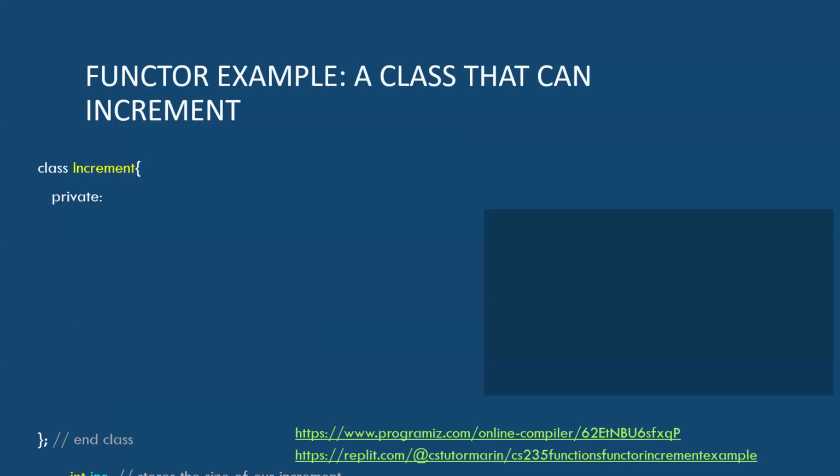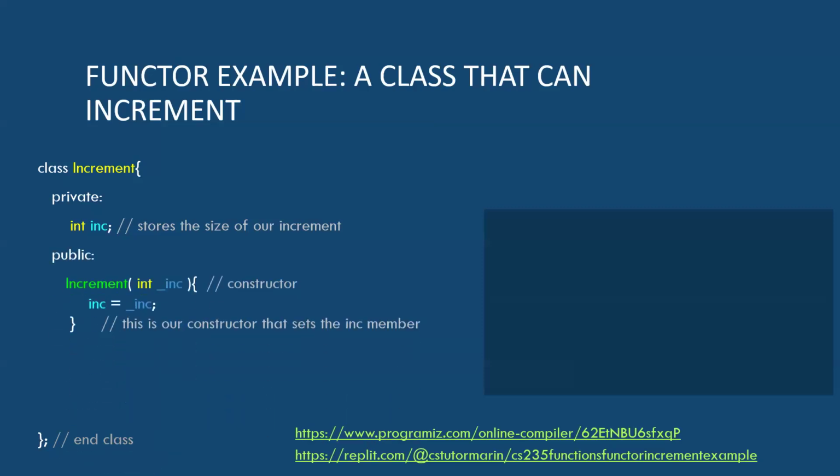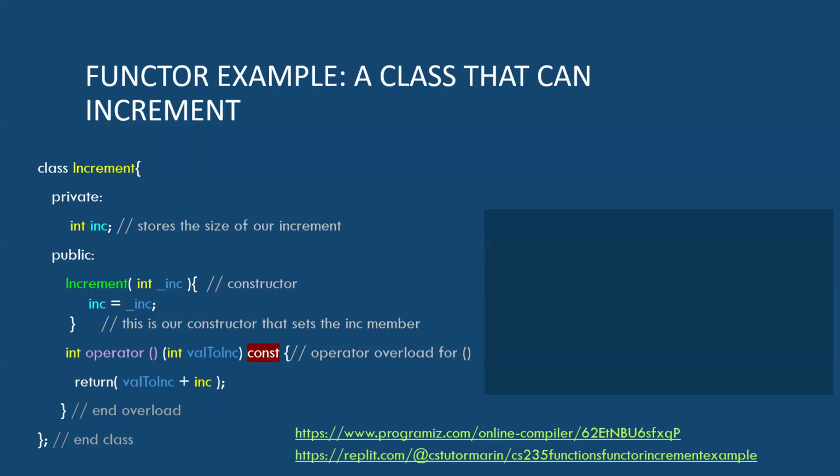Okay, so here is our increment class. It's got a private variable called inc that tells it how much it's going to increment its variable by. It's got a constructor that simply remembers what the increment for this flavor of this class is going to be, and an overload for the parenthesis operator that essentially says, I'm going to just return whatever you gave me plus whatever got set up in my constructor.